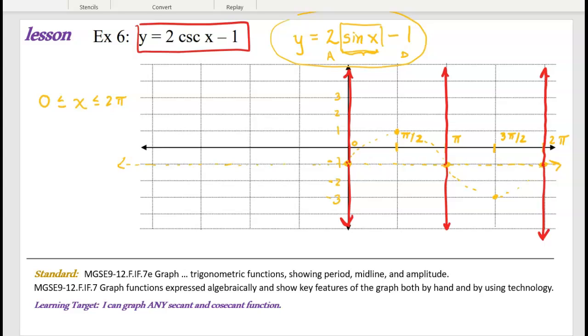They have this maximum value in common. If I plug pi over 2 into sine, sine of pi over 2 is 1. 1 times 2 is 2. 2 minus 1 is 1. Cosecant of pi over 2: what's the reciprocal of 1? 1. 2 times 1 minus 1 is also 1. So you can see numerically that every maximum value is where sine of that value is 1, the reciprocal is 1. So these y values are the same.